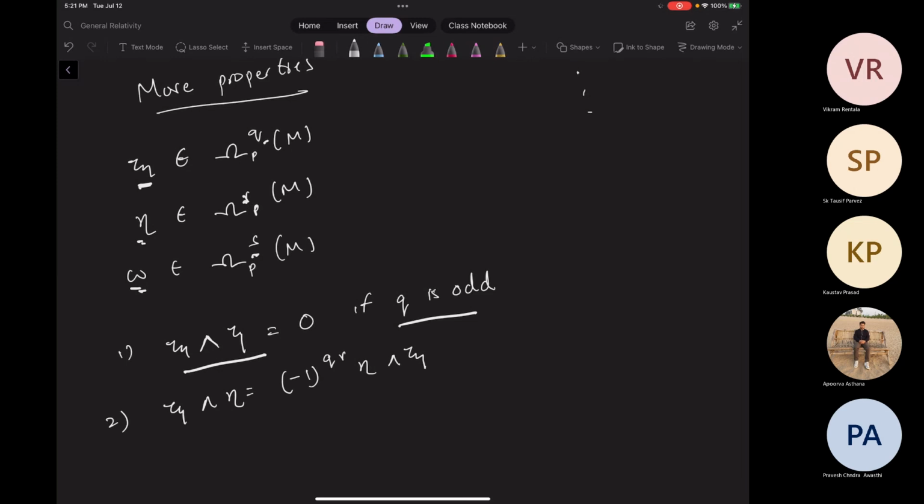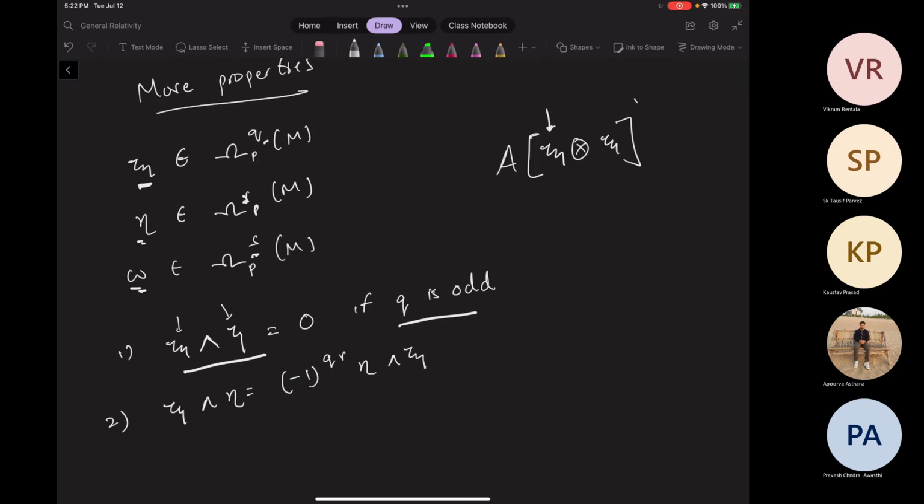That's easy to see by the total anti-symmetry of this, because it's xi tensor xi, and then anti-symmetrize. But this tensor product is already symmetric, so anti-symmetrization of this will give me 0. So xi wedge xi is proportional to this. Sorry, let me be a little more careful here. This is 0 only if this is a type Q tensor where Q is odd. It's not 0 if Q is even.